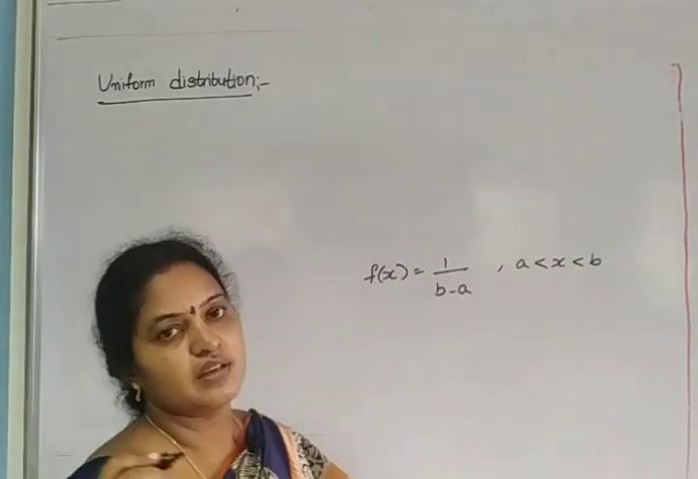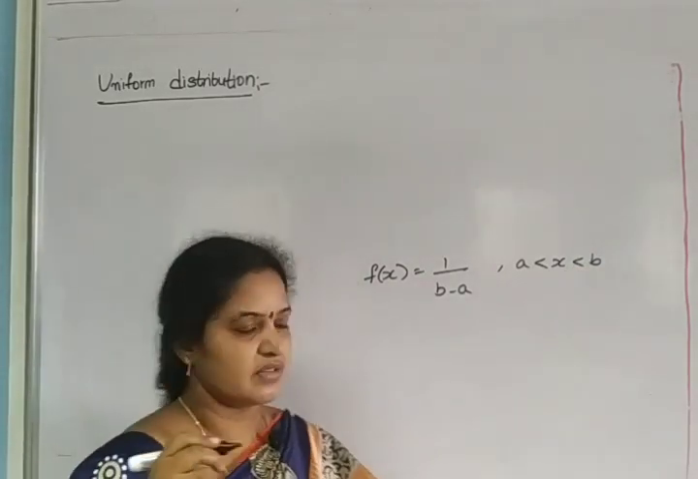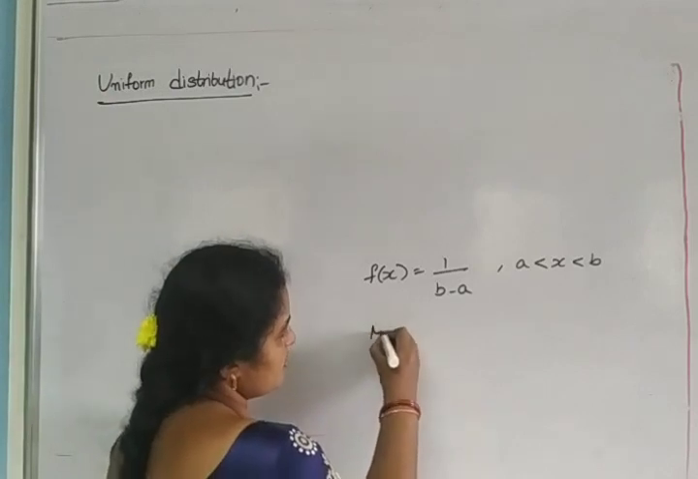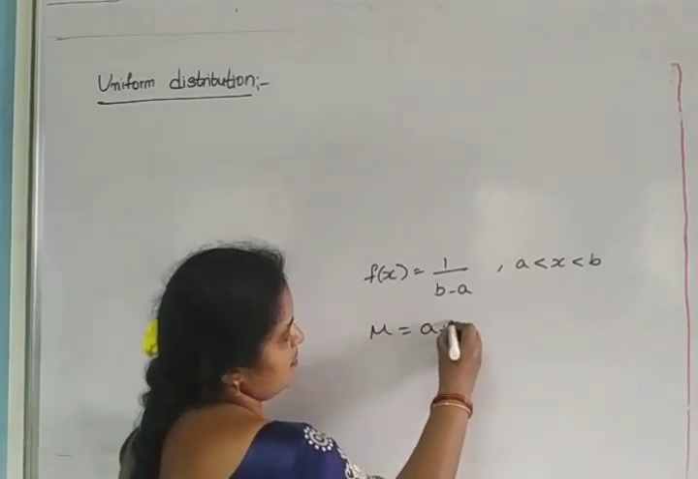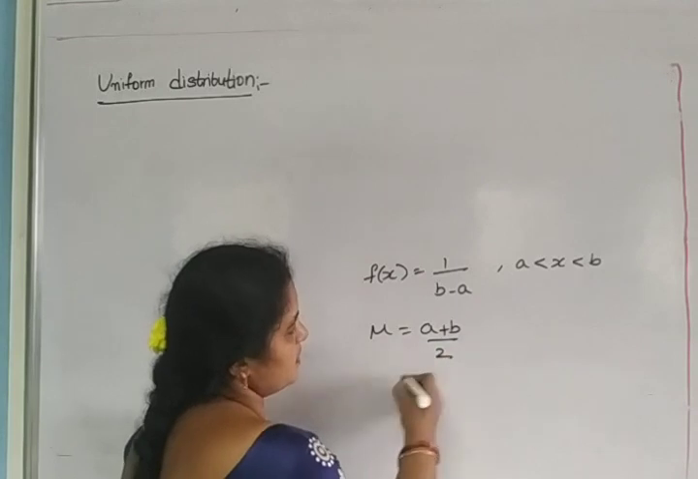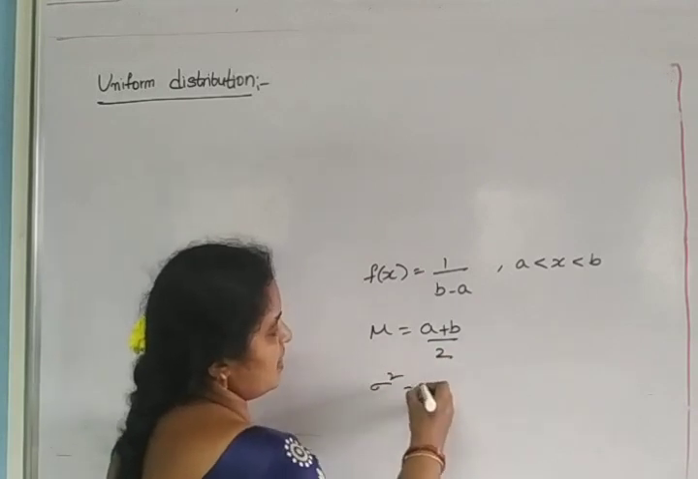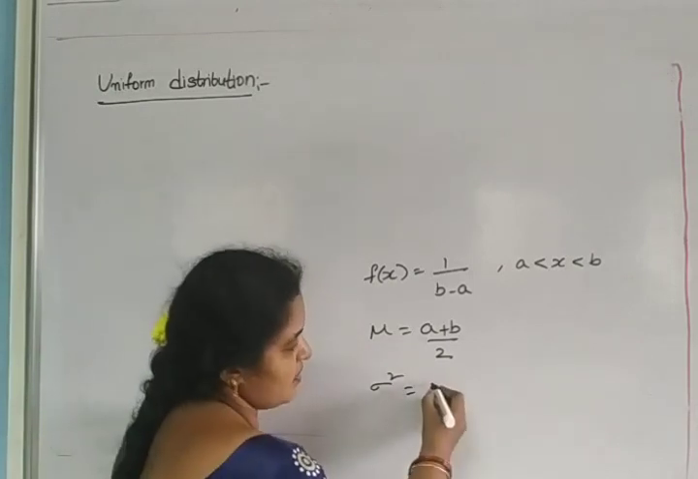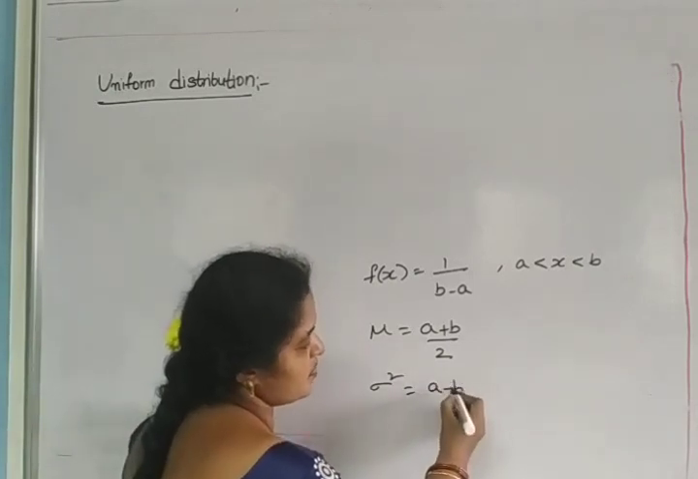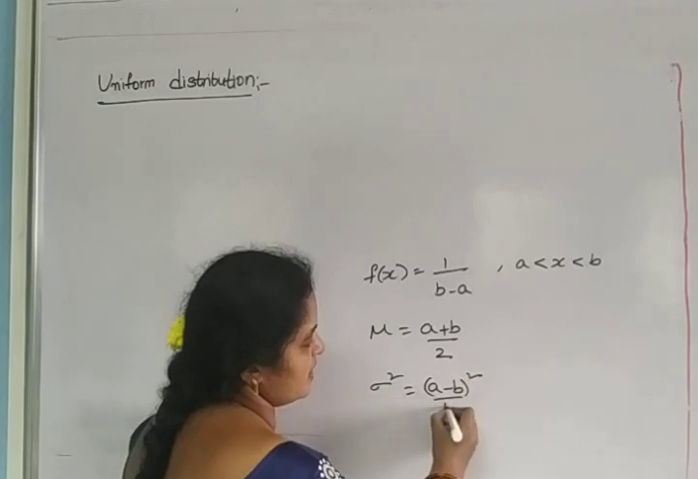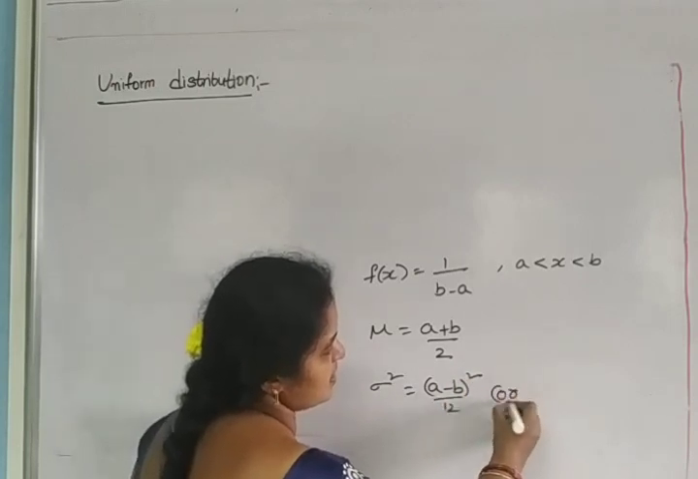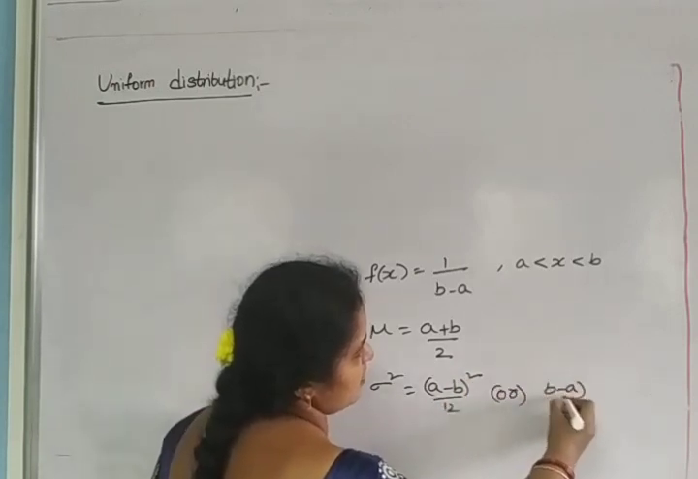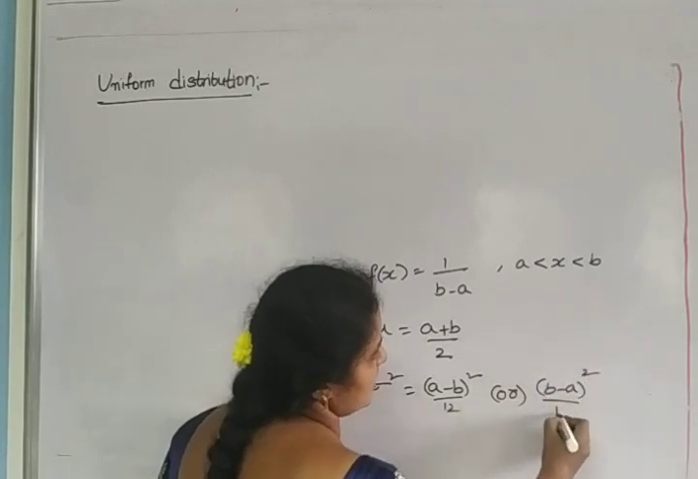The mean for the uniform distribution is given by mu equal to a plus b divided by 2, and the variance for the uniform distribution is given by sigma square equal to a minus b whole square divided by 12, otherwise b minus a whole square divided by 12.